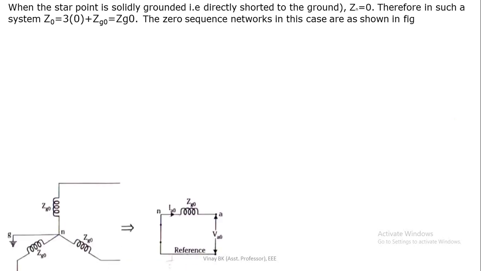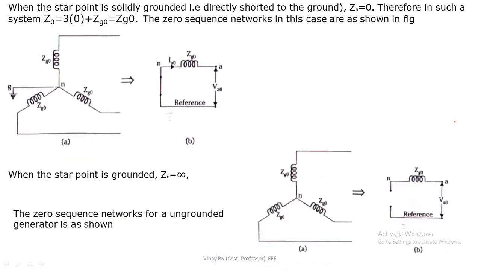Similarly here, when the star point is solidly grounded, or directly shorted to the ground, that is nothing but Zn is 0. So we can write Z0 as 3 into 0 plus Zg0. So if it is solidly grounded, the zero sequence impedance is the same as the impedance of the generator.